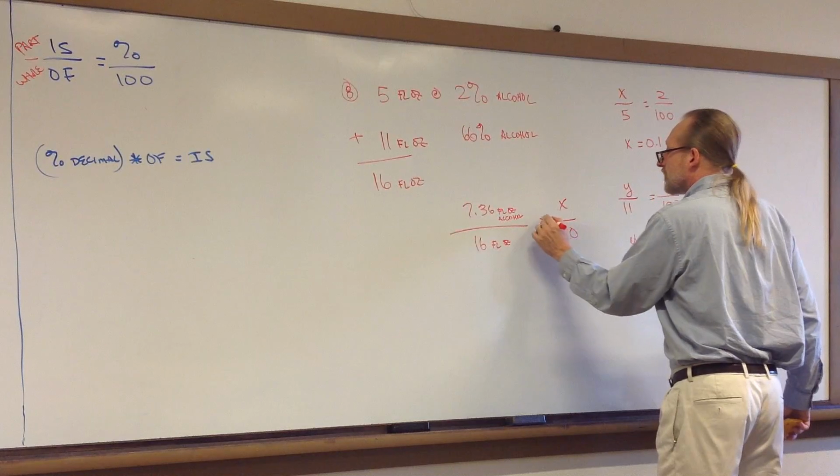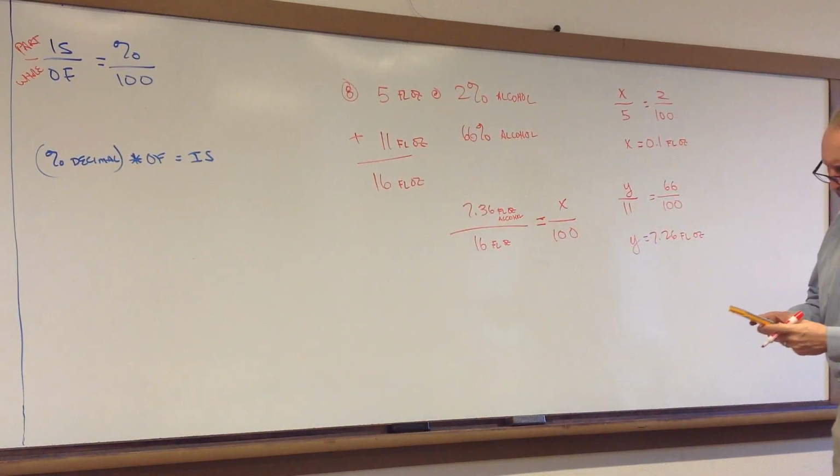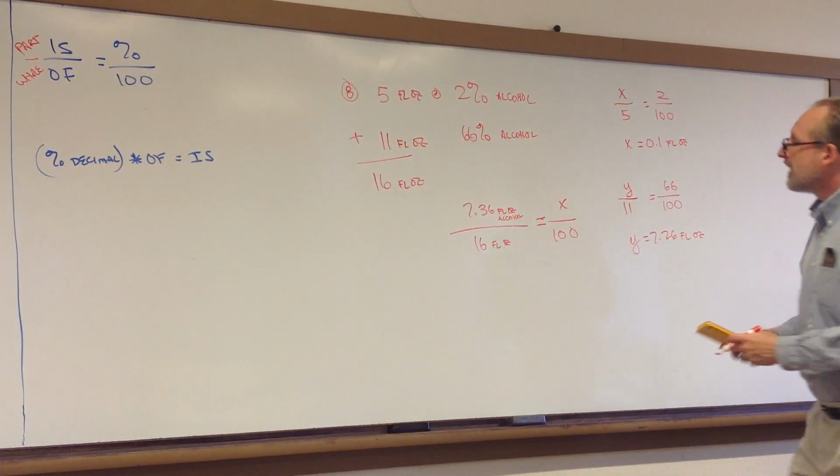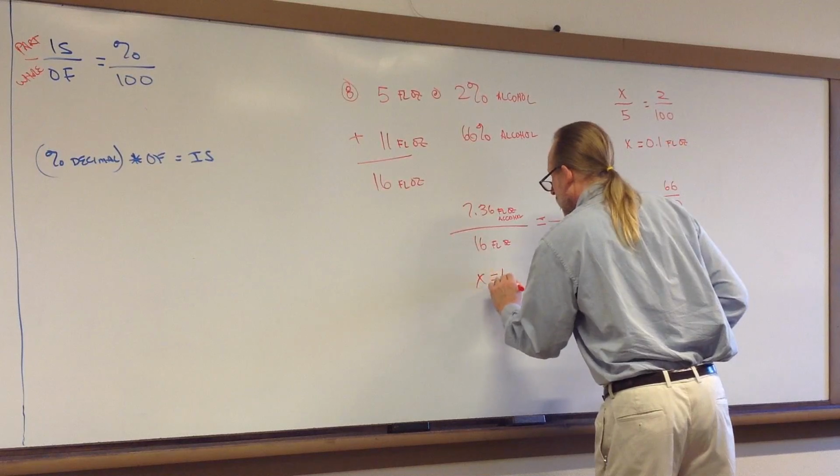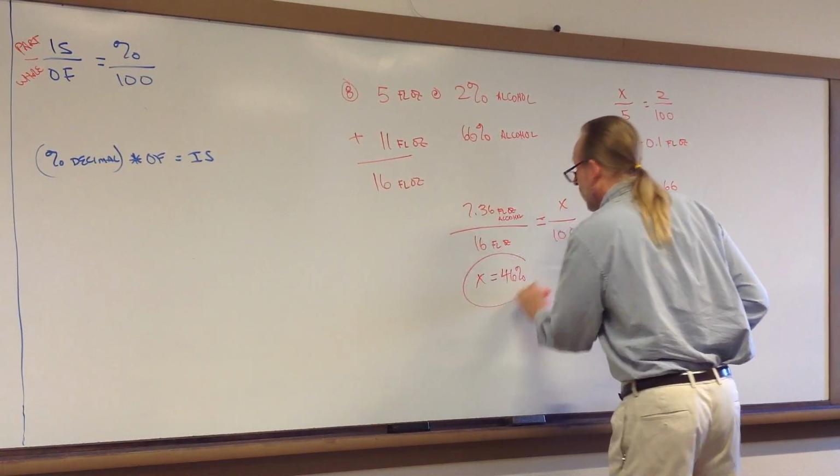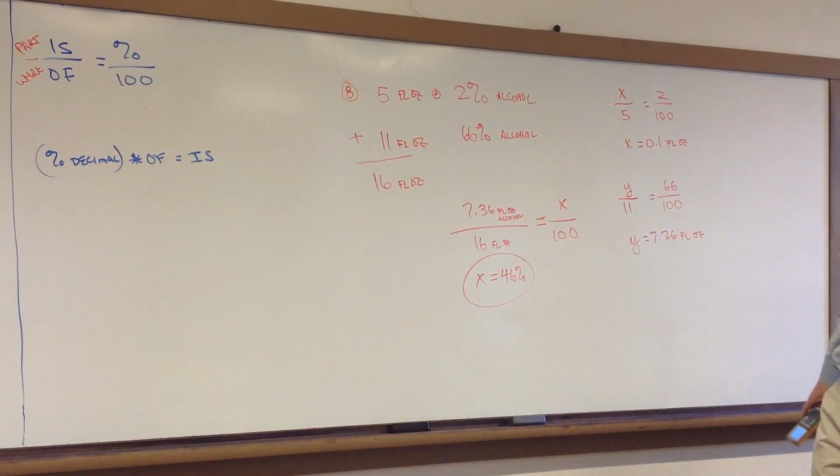And we're looking for what percent concentration is that. So we would do 7.36 times 100 and then divide that by 16, and this comes out to be 46%. So I was wrong. That actually did decrease quite a bit.